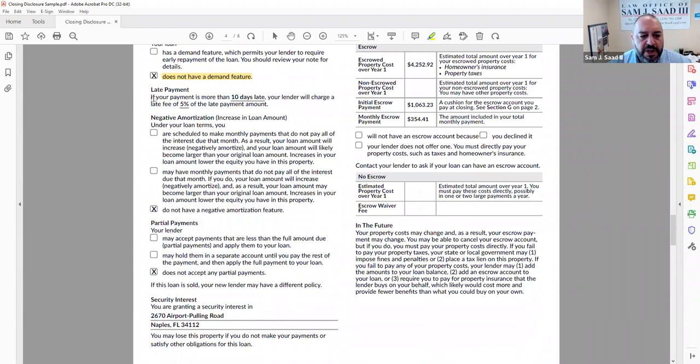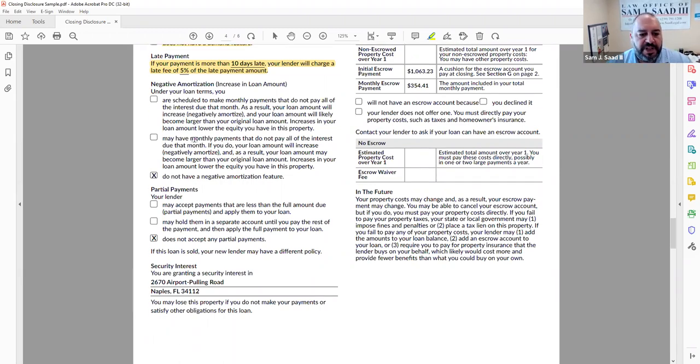Late payment. Of course, if the payment is more than 10 days late, there's a 5% penalty. That's standard in Fannie Mae, Freddie Mac style mortgages that are going to be on the secondary market. It means what it says. If you're more than 10 days late, they apply the 5% penalty. And that's 5% of the payment, not the loan. So if you have a $1,000 payment, you would owe $50.